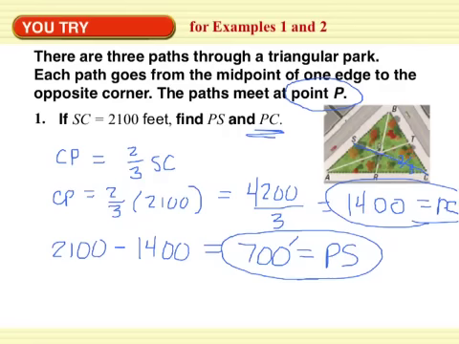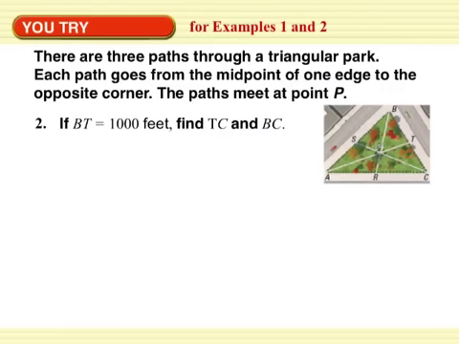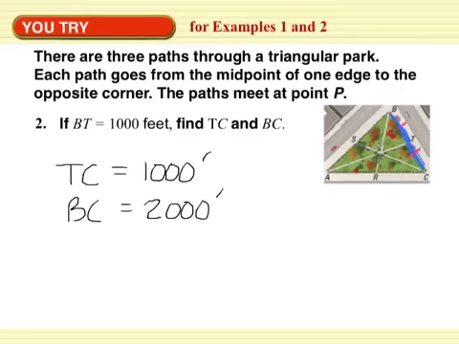Okay, you try the next 2. Here we go. If BT equals 1,000, find TC and BC. Go. I'm pushing pause. Okay, T is the midpoint of BC. So BT and TC are congruent. So TC equals 1,000 and BC equals 2,000.